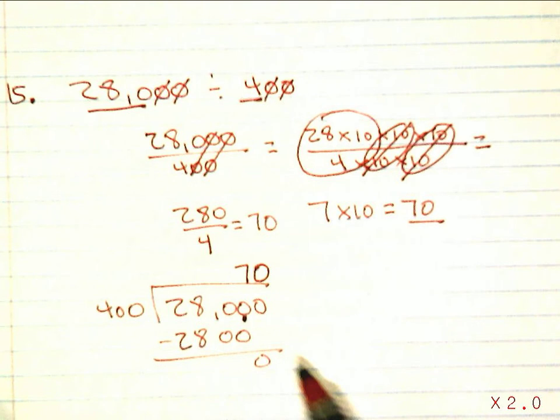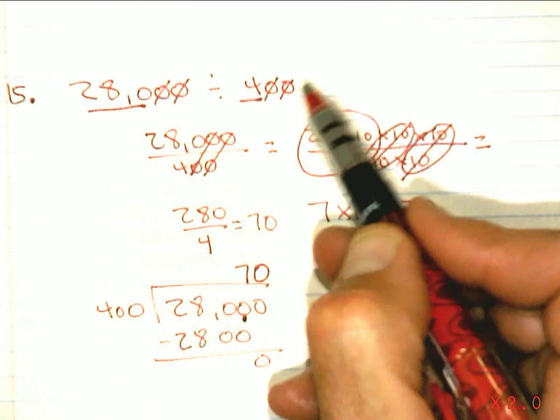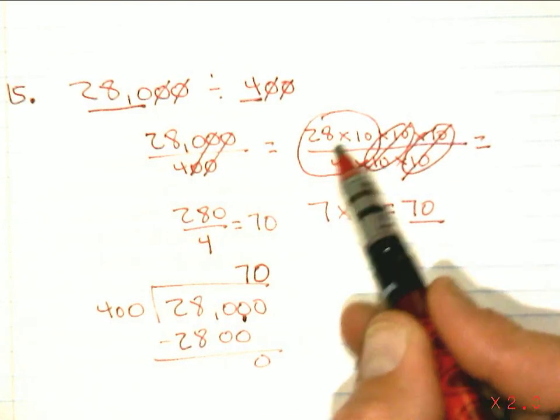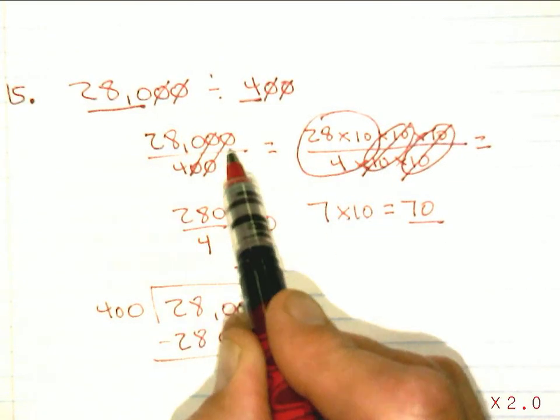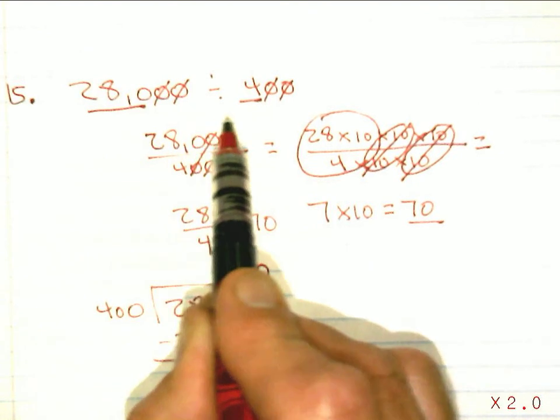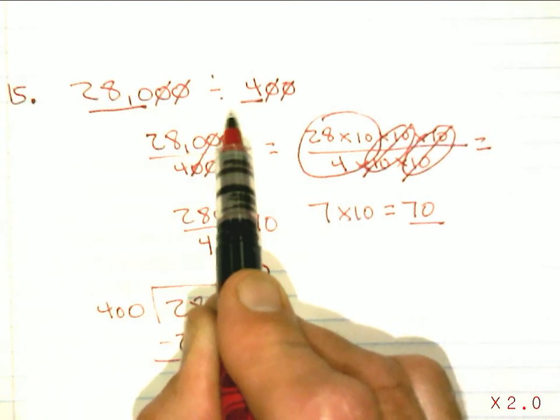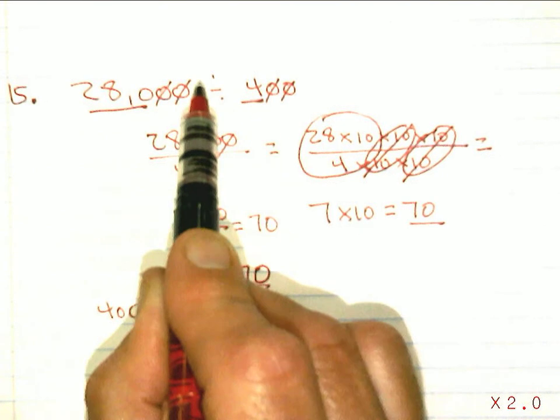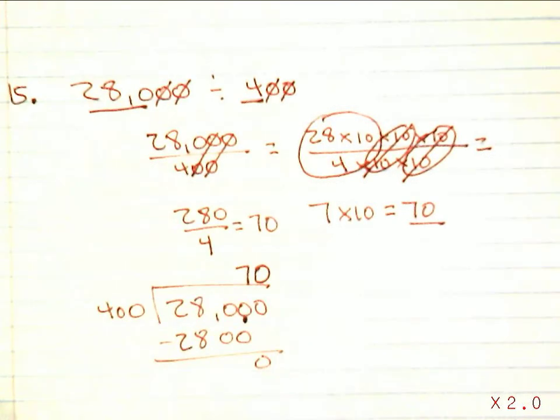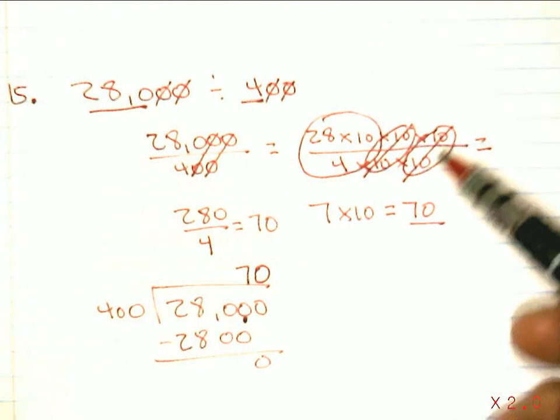So long division in this sense is one way to do it, or canceling zeros, and then short division, really thinking about what do the numbers mean in this problem is really the intent of it. Many of the problems in the basic skills test were intended to see if you understand basic number concepts, and this is one of them, division by tens.